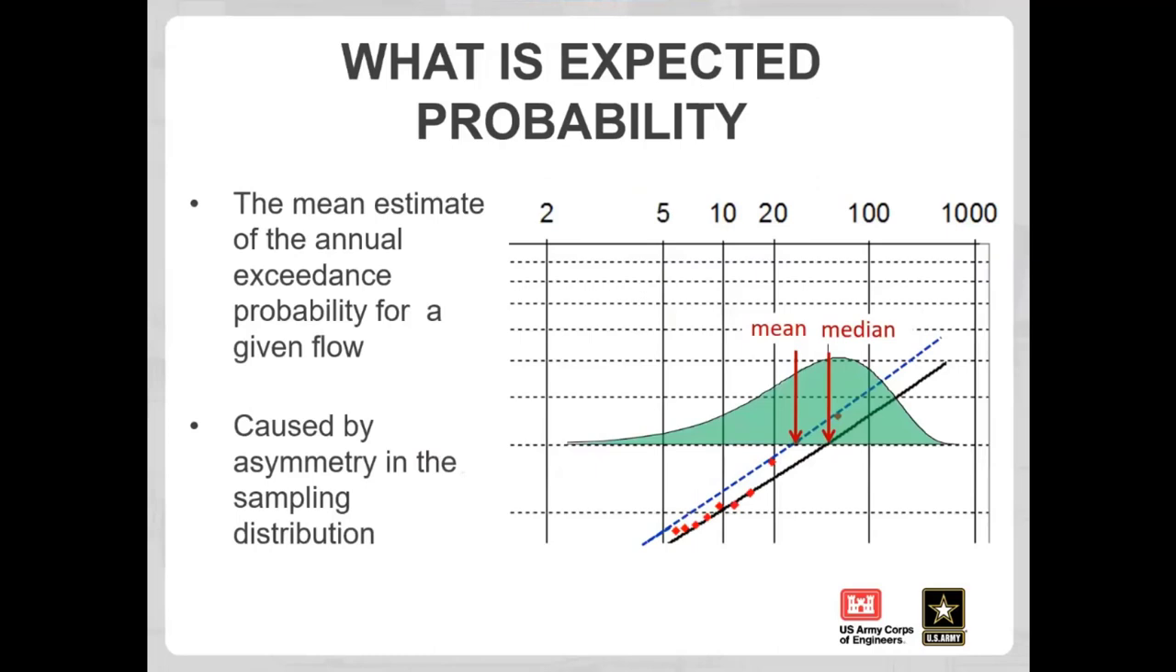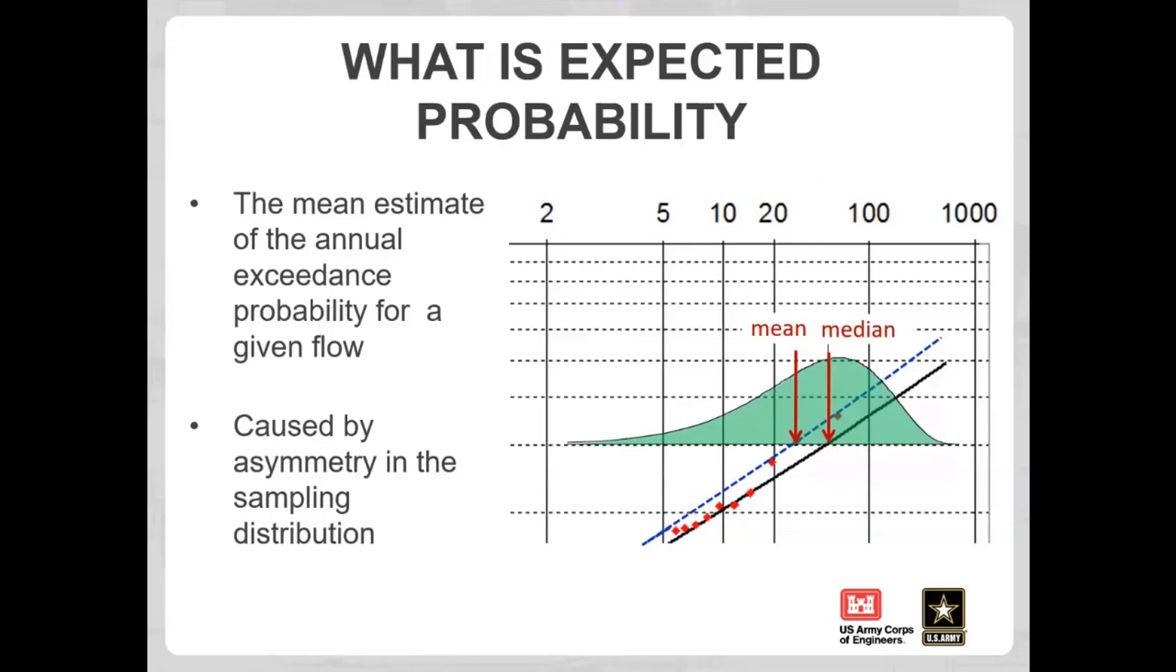This is a close-up of that same example, zoomed in on the uncertainty distribution. In this graphic, we're showing two frequency curves: the computed curve, which is the solid line, and the expected curve, which is the dashed line. The green curve represents the full range of uncertainty in the annual exceedance probability at that given flow value. Again, the simple definition is a mean estimate, or an expected value, of annual exceedance probability for a specific value of flow.